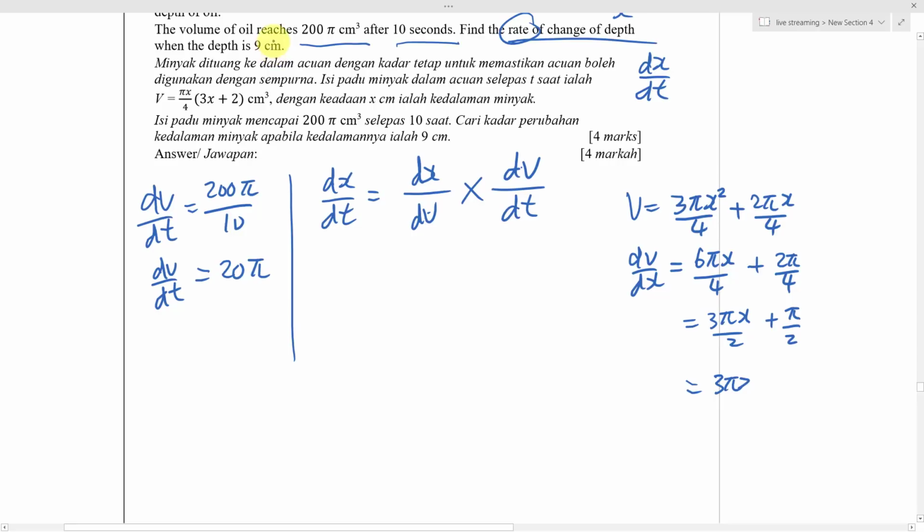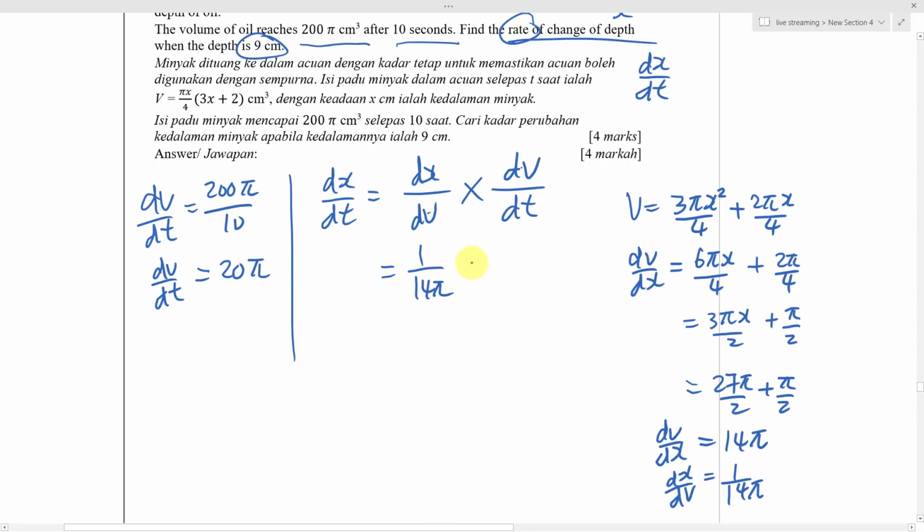Alright, we have the x value when depth is 9, so I will sub in the 9 here. Then I will get 27 pi over 2 plus pi over 2, so it's 28 pi over 2, which is 14 pi. So if dV dx is 14 pi, my dx dV will be 1 over 14 pi, because I flip it over. The 14 pi is over 1, so this one will be 1 over 14 pi.